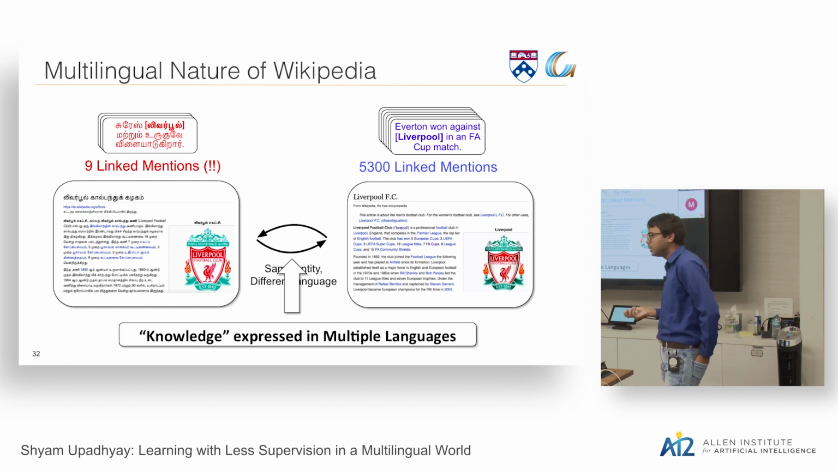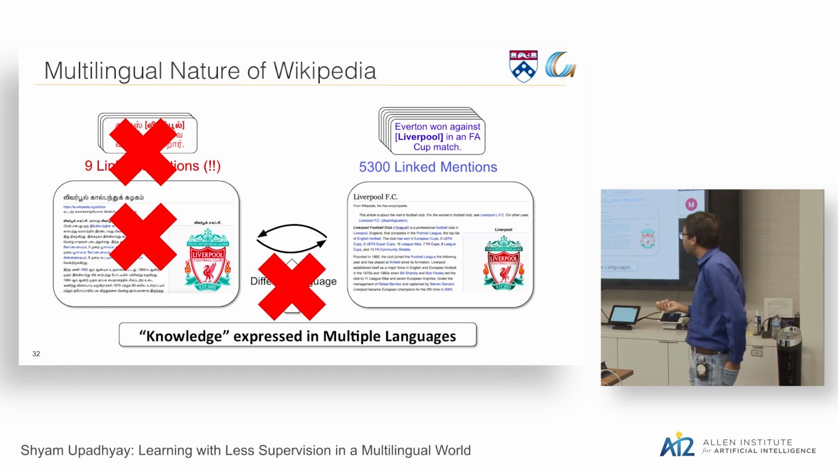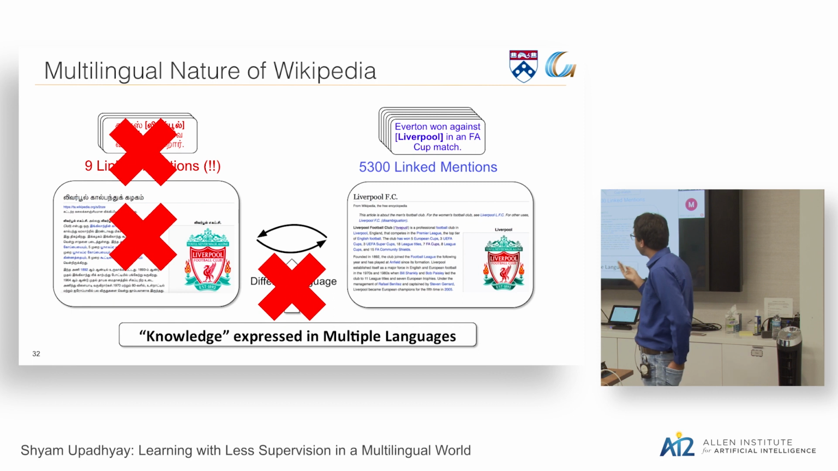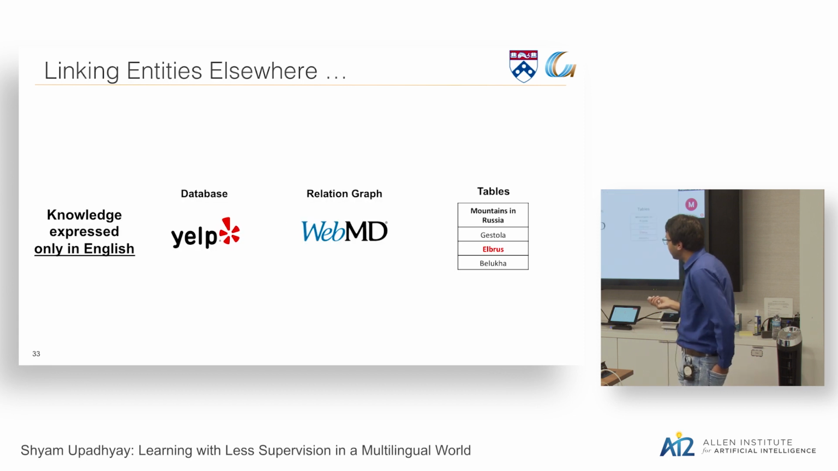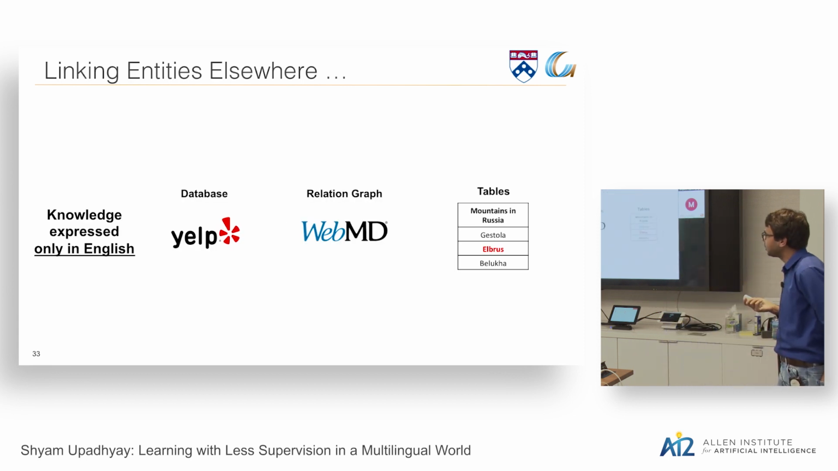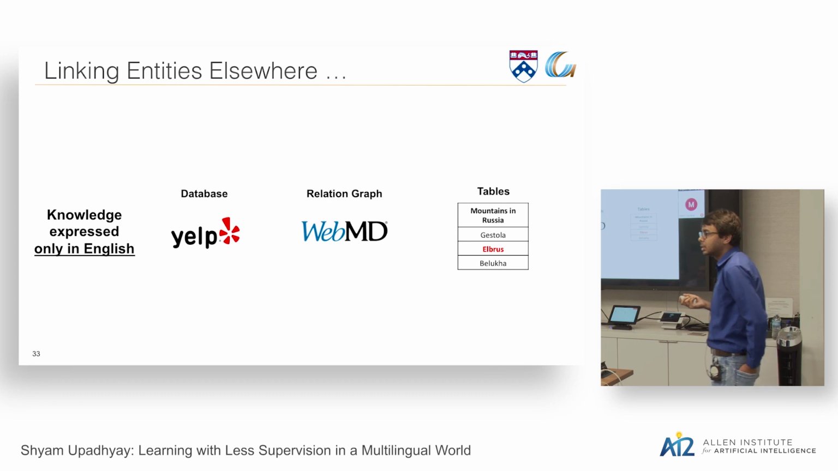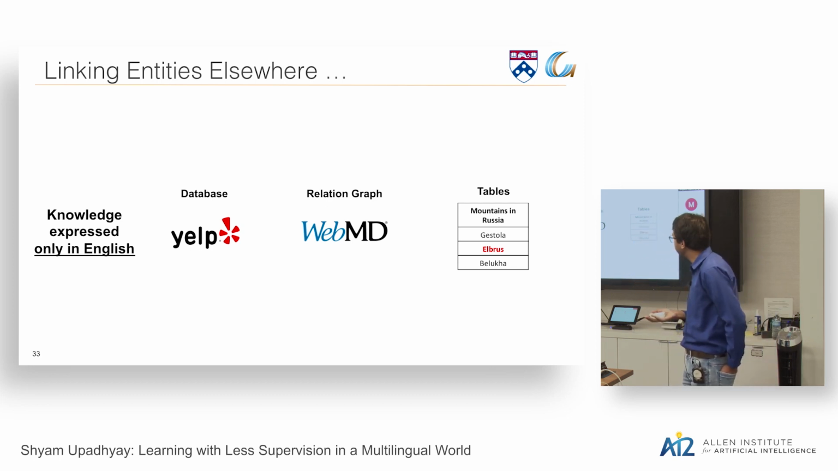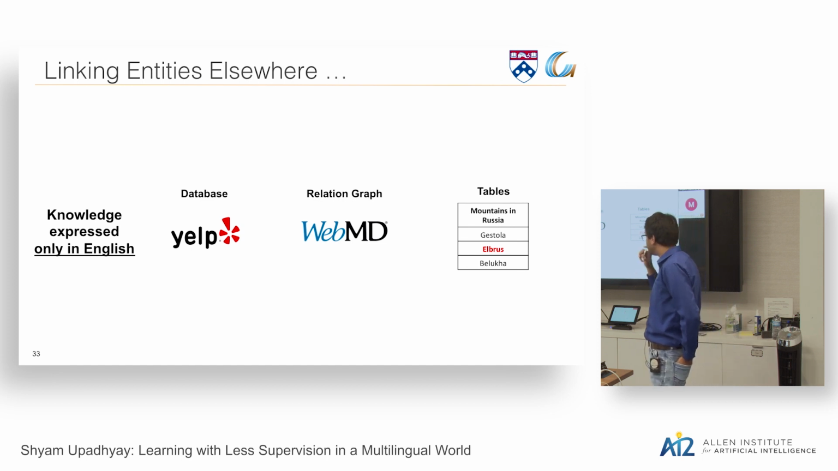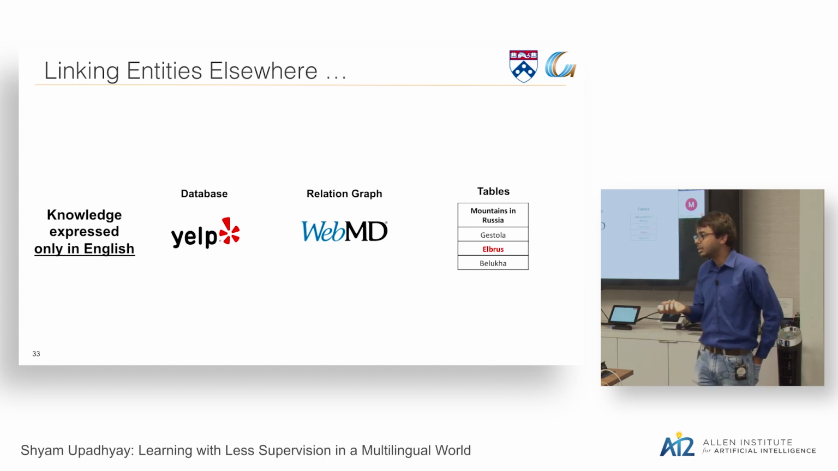This will not always be the case. In fact, you'll have knowledge bases in which you will not have this redundancy, and information is only expressed in one language, which will mostly be in English. So here are some examples of such knowledge bases. Your knowledge can be expressed in a database of, say, restaurant names, reviews, and their timings, or it could be expressed in a relation graph of medical entities and the relationships between them, or it could be simply a table or a list.